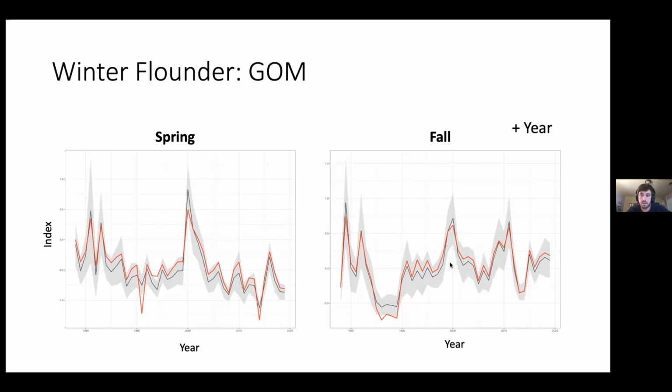But for the fall, it does a pretty good job. There's a lower peak here in the late 80s, but it does a pretty good job of tracking it.